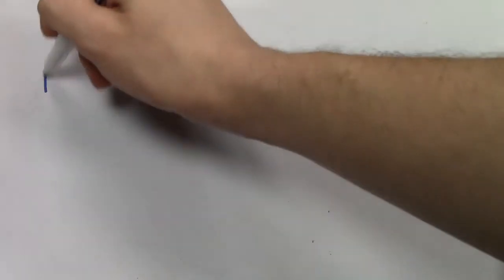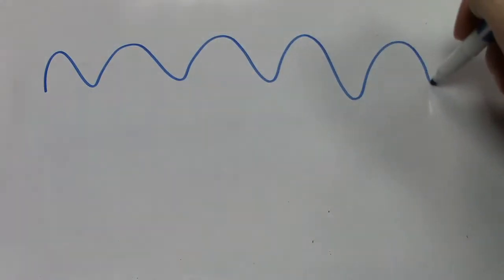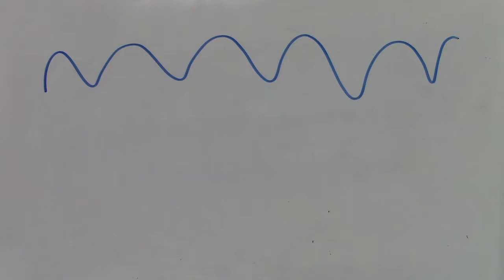So today, I'm going to discuss electromagnetic radiation, more commonly known as light. Now, light can be thought of as a wave. As such, I thought it would be a good idea to discuss a few properties of waves.